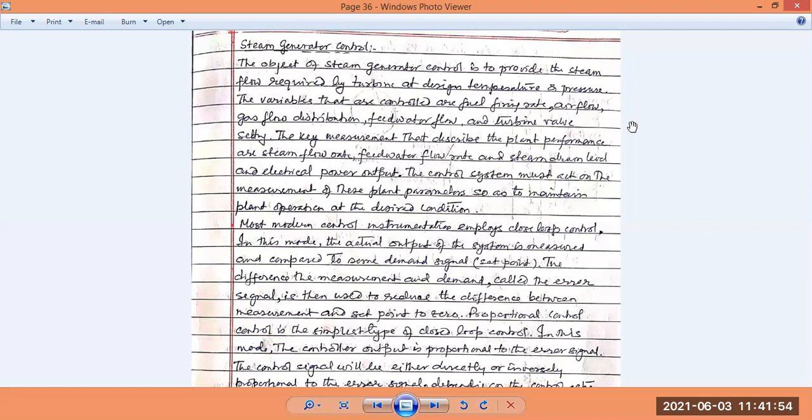So the key measurements that describe the plant performance are steam flow rate, feed water flow rate, steam drum load, and electrical power output. So what are the measurements you are supposed to do? That is steam flow rate: how much steam you are flowing over the system after it's converted from water to steam, what is the specific flow rate, how many cubic meters per second, etc. Then feed water flow rate, which is required to balance.